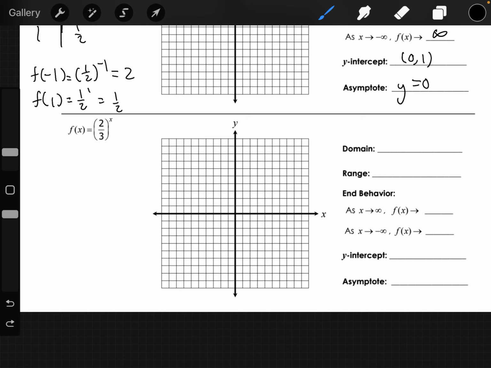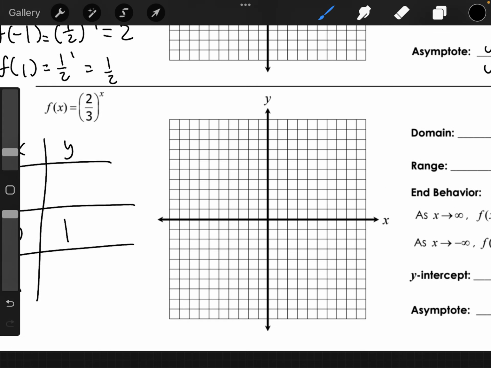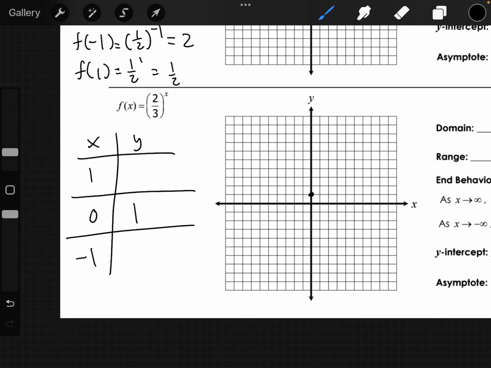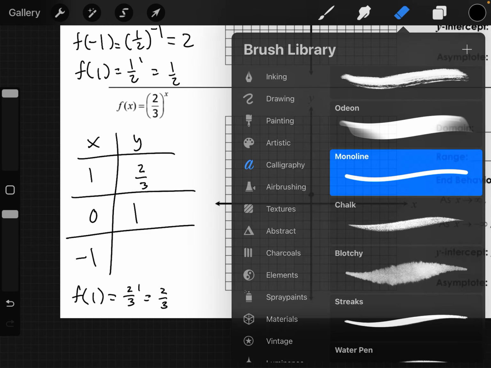Another example of exponential decay. We have our x and our y values, 1, 0, -1. Anything raised to the power of 0 is always 1. So we have x equals 1 equals 2/3.